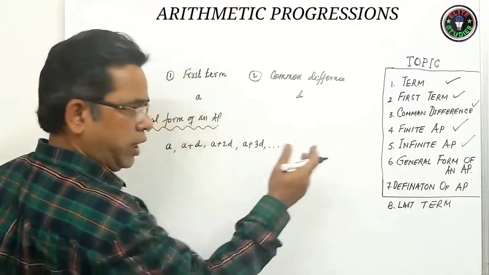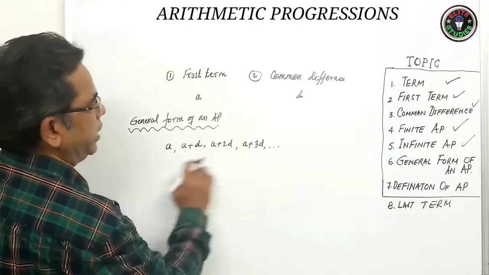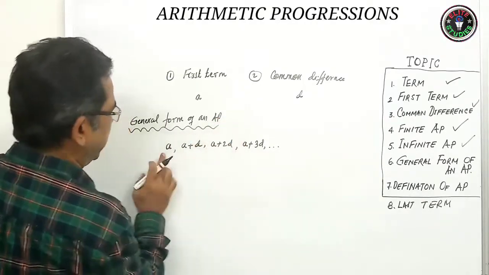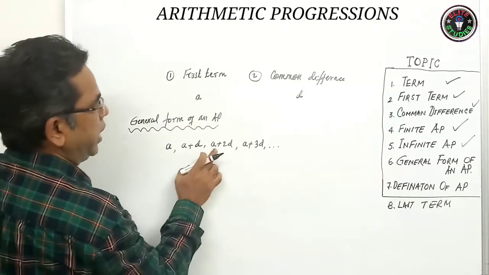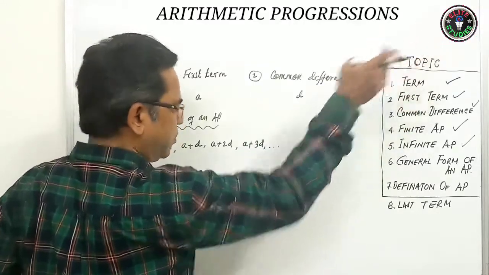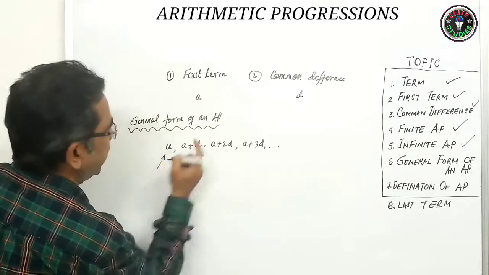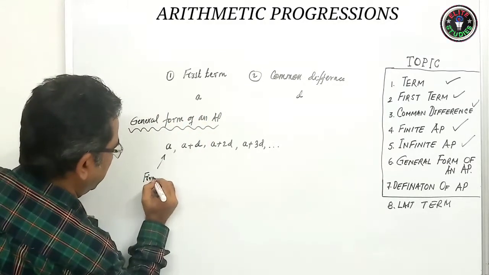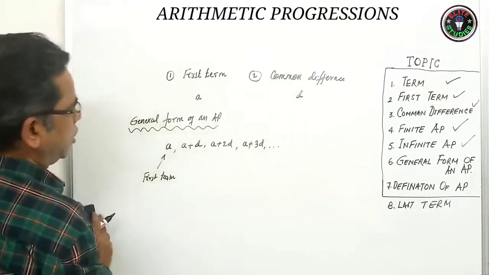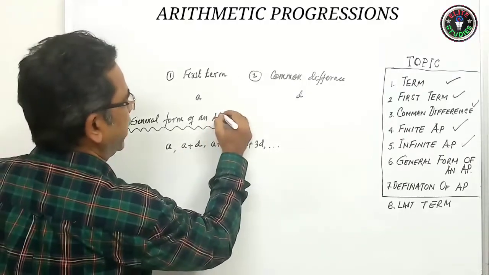About this we will study in detail in the next class. So this is the general form of an AP, arithmetic progression: a, a plus d, a plus 2d, a plus 3d, a plus 4d, a plus 5d, and it will go on like this. Here a is the first term and d is the common difference. So this is the general form of an AP, arithmetic progression.